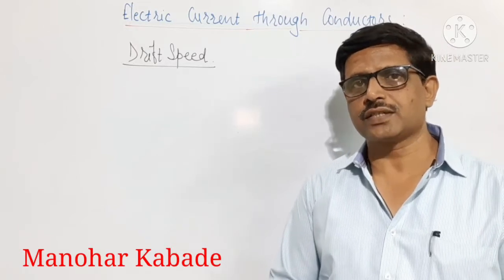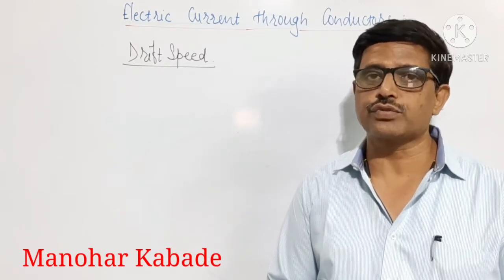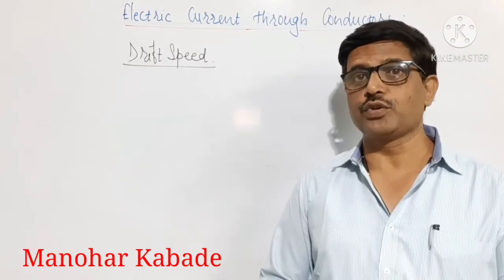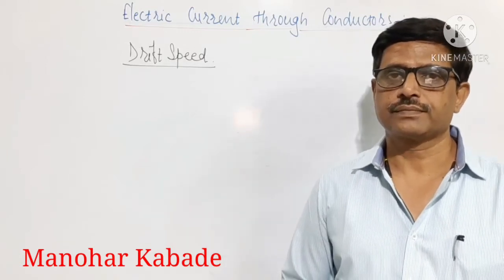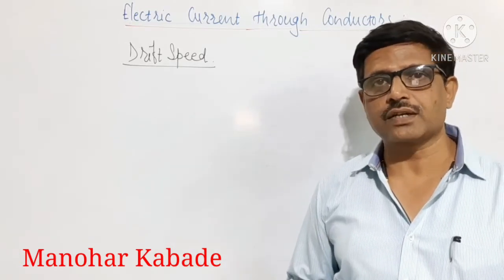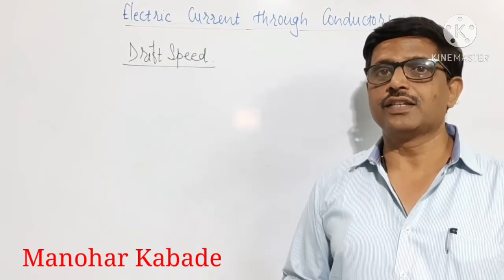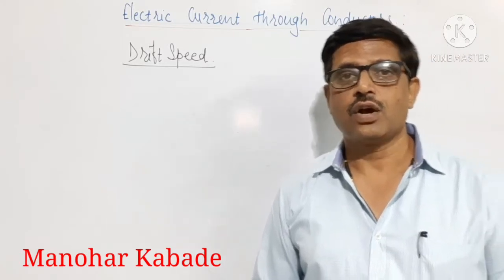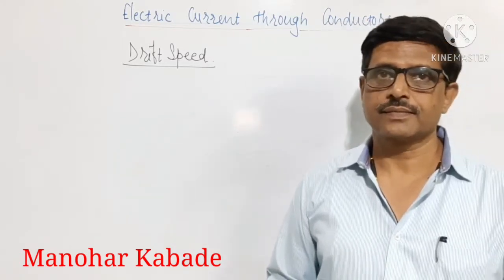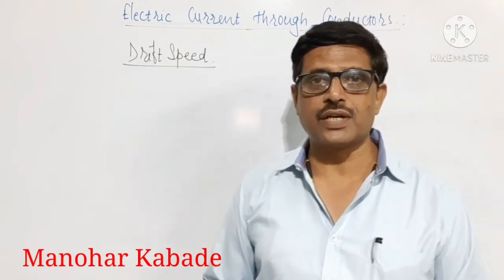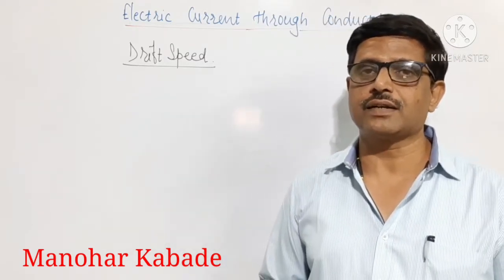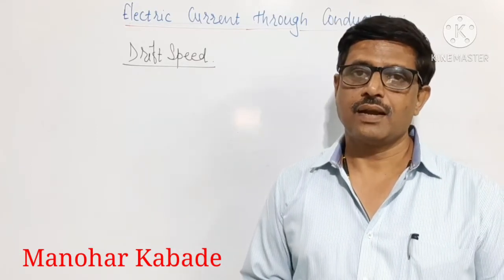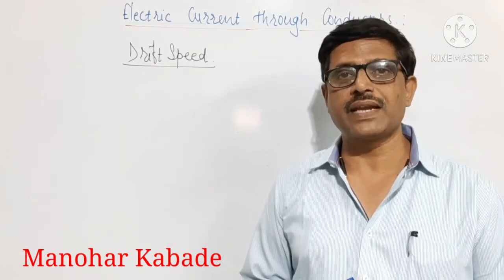In the last video lecture, we started with how the current flows through a conductor. Conductors are the substances which are able to conduct electricity. The metals are supposed to be the good conductors of electricity, and the substances which are not able to conduct electricity are called insulators or bad conductors. The substances whose conductivity lies between conductors and insulators are called semiconductors.